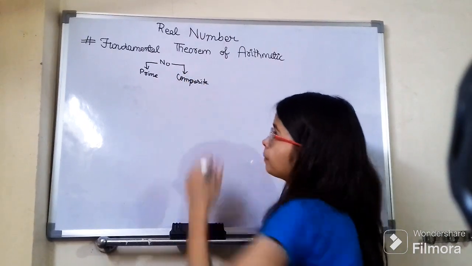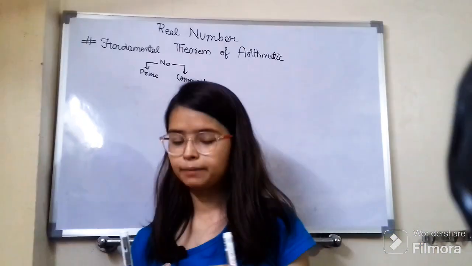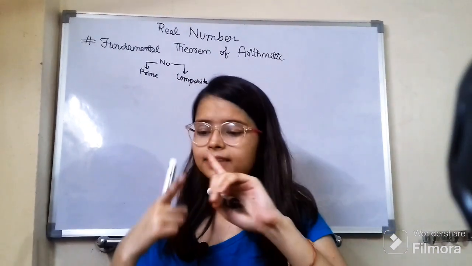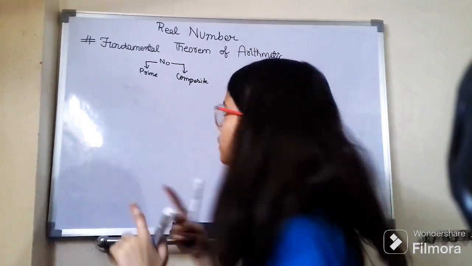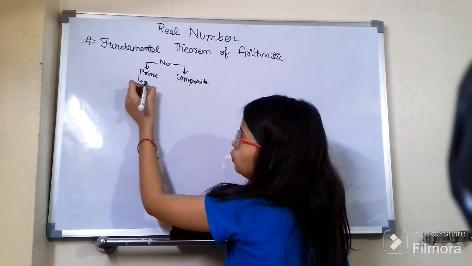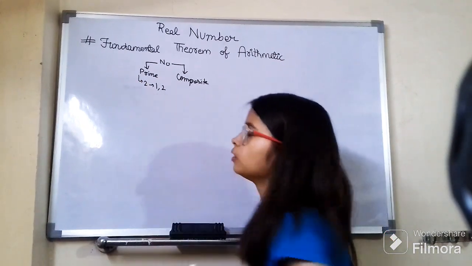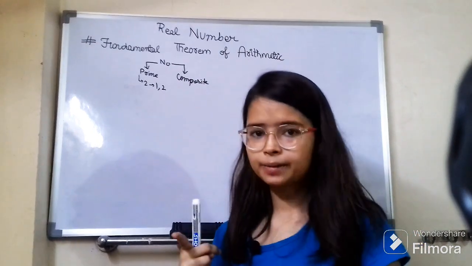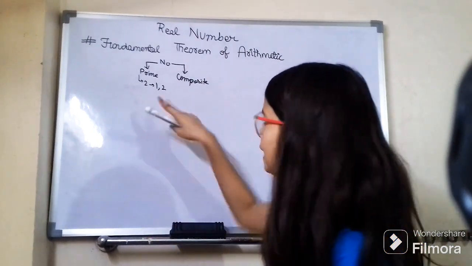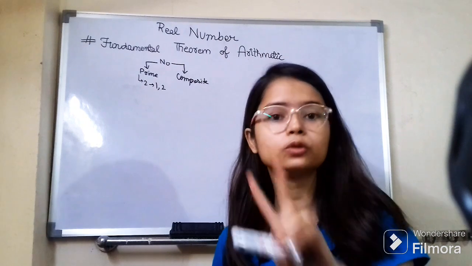If we talk about prime numbers, we know very well that prime numbers have only two factors, that is 1 and the number itself. For example, 2 has two factors, that is 1 and 2. First, it comes in the table of 1, 1 times 2, and secondly 2 times 1. So 2 has only two factors.